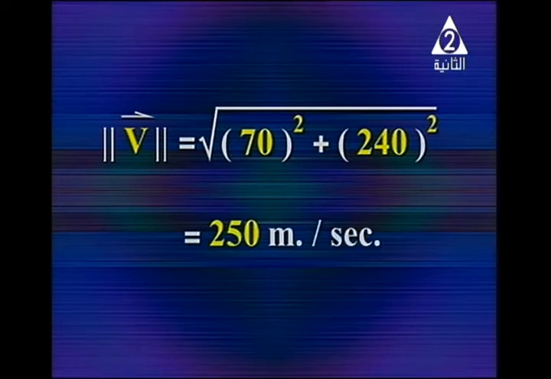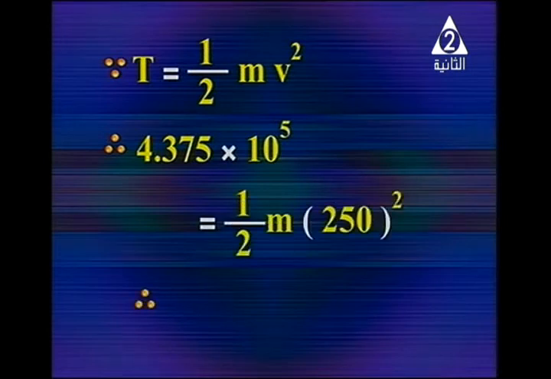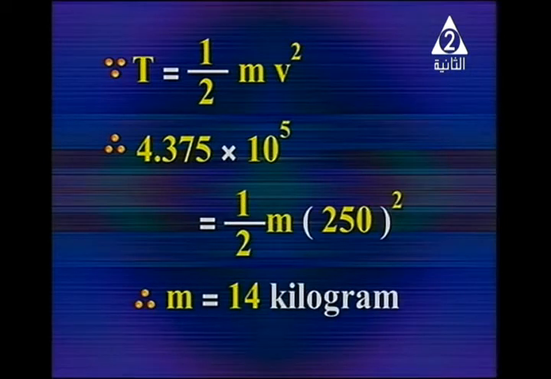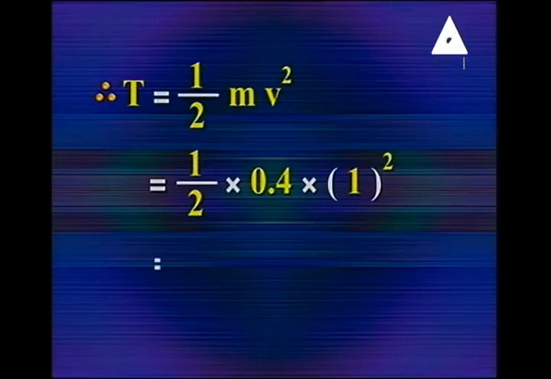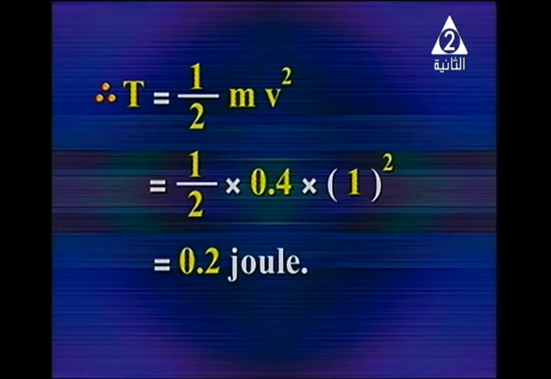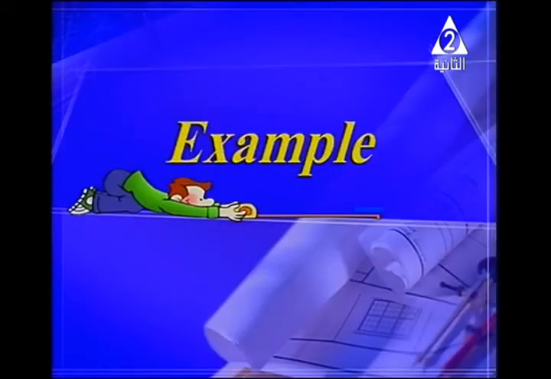Look at the solution. By using the norm of v equals the square root of 70 squared plus 240 squared, we find the velocity is 250 meters per second. Then we know that T equals half m v squared, then m equals 14 kilograms. Then T equals half times 0.4 times 1 equals 0.2. Another example.